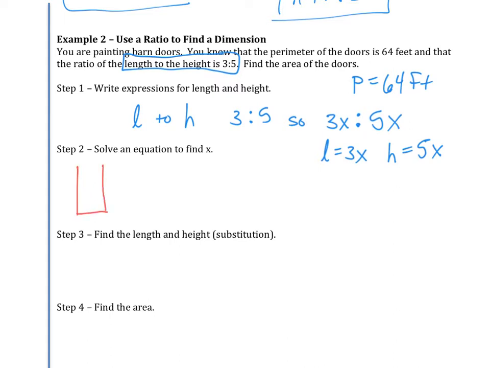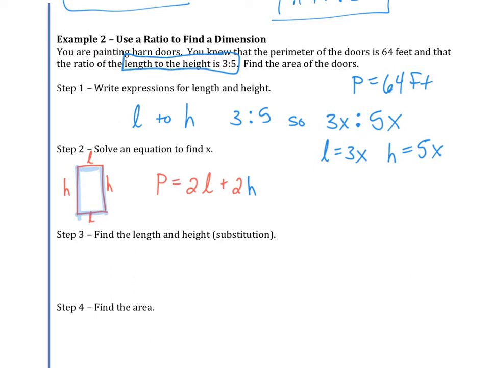We have these doors. We have height, length, and length. So we know that the perimeter is equal to 2L plus 2W. And that equation is actually from earlier this year. But if we found the perimeter, there's 2 L's and 2 H's. So actually, I just realized I screwed up. It's not 2W, it's 2H. 2L plus 2H. So the equation for perimeter is 2L plus 2H.